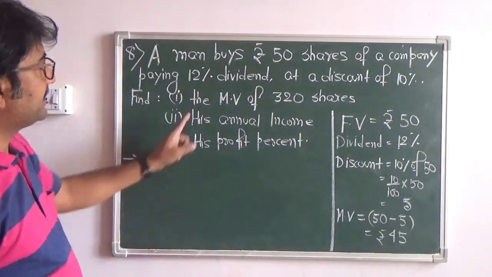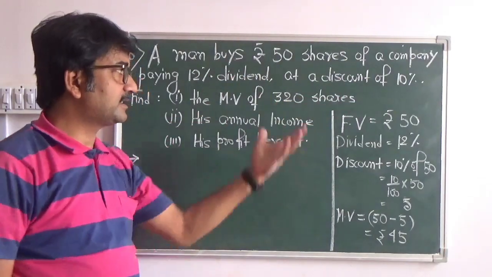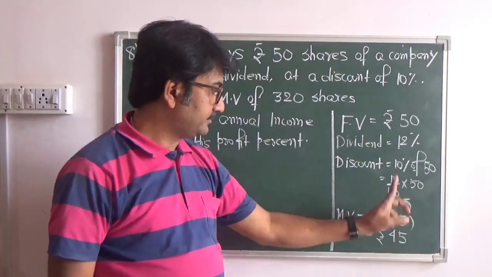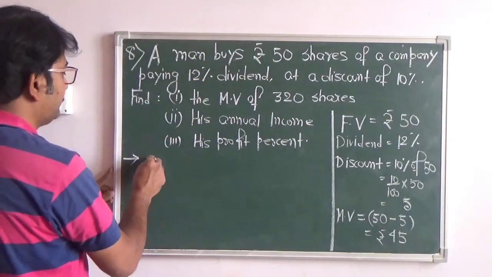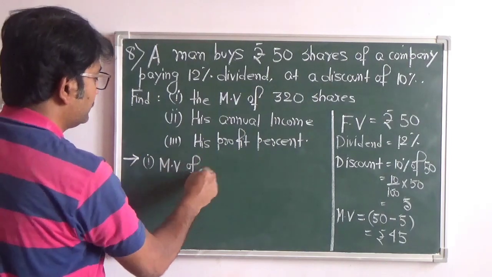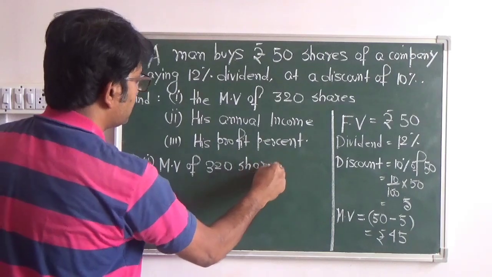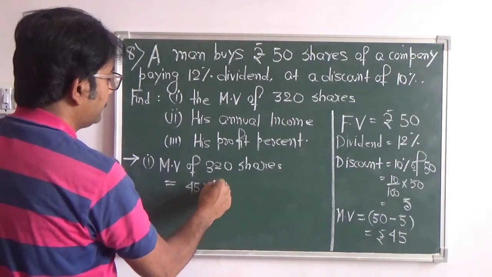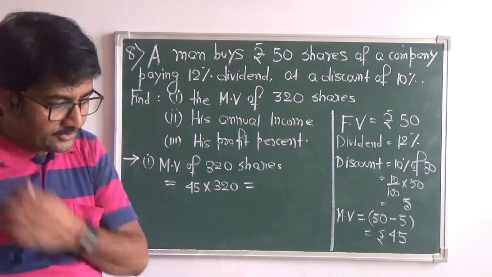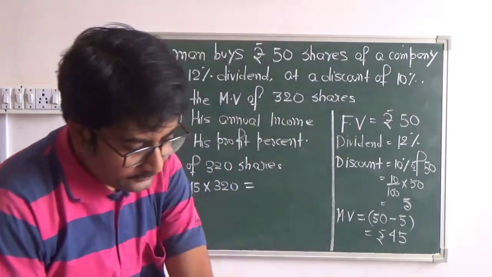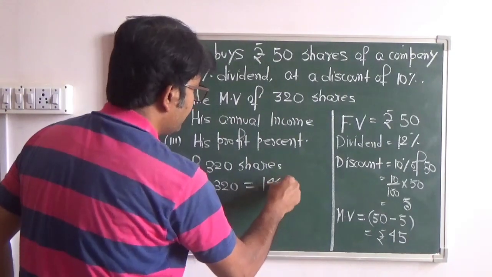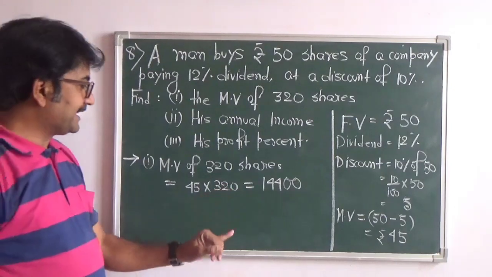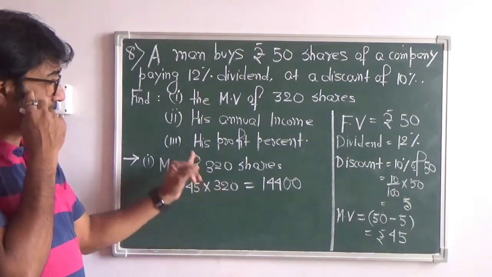So rupees 45 is the market value of each share. Now also one more piece of information, the number of shares is known to us, that is 320. So what is the market value of 320 shares? The market value of 1 share we got is 45. So therefore part 1, MV of 320 shares is equal to market value of 1 share, 45, into the total number of shares. So the answer is 14400. This is the market value of the shares being purchased, whose market value is rupees 45 and number of shares is 320.